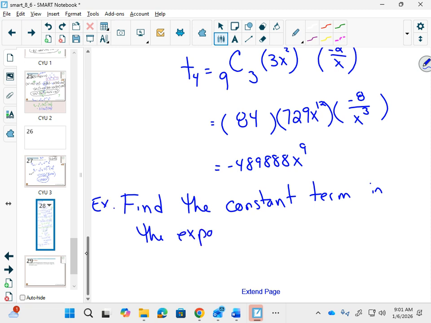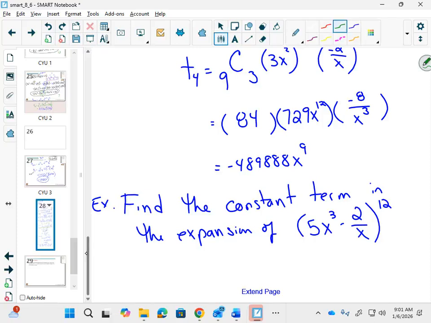Find the constant term in the expansion of 5x cubed minus 2 over x, to the 12. First, it's difficult because you have to know what this means.